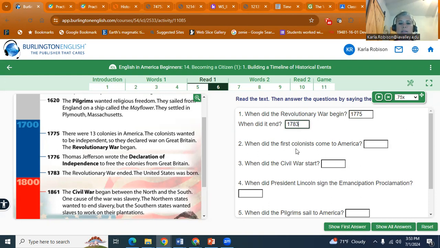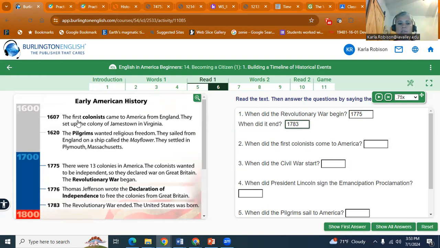All right, so when did the first colonists come to America? Okay, so common sense, I want colonists. So again, I'm going to scan until I see the word colonists, and then I'm going to slow down and read it once I see the word colonists. The first colonists came to America from England. They set up the colony of Jamestown in Virginia. When did the first colonists come to America? 1607. Okay.